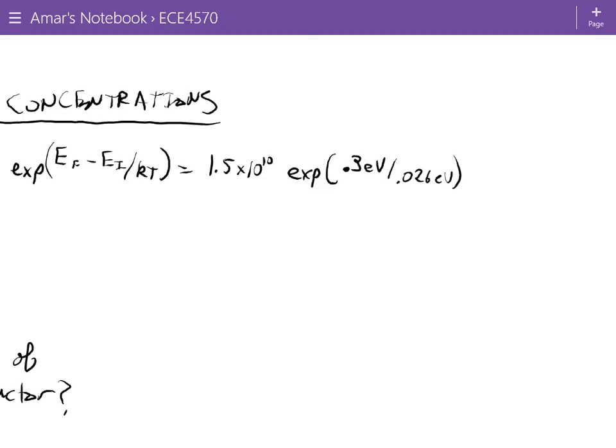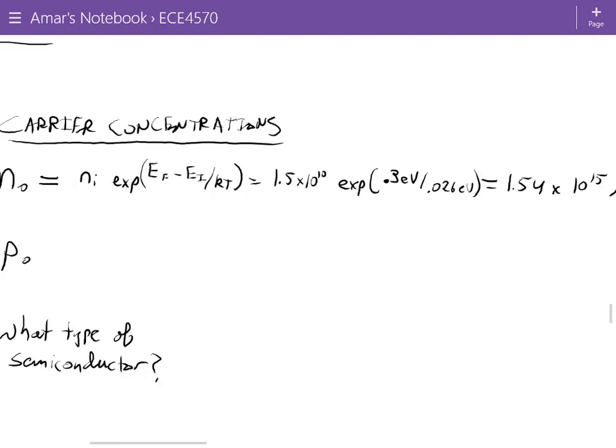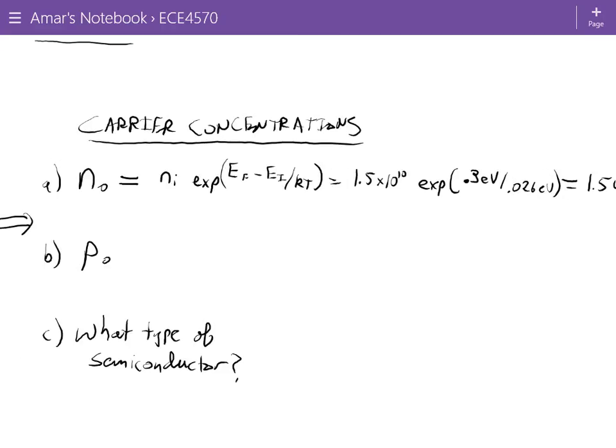All right, so this comes out to 1.54 times 10 to the 15th per centimeter cubed. So that's how we find the electron concentration. The hole concentration, how do we find that? If we know the electron concentration, how can we find the hole concentration? There's two ways to do this, but I'm showing you the easier way.